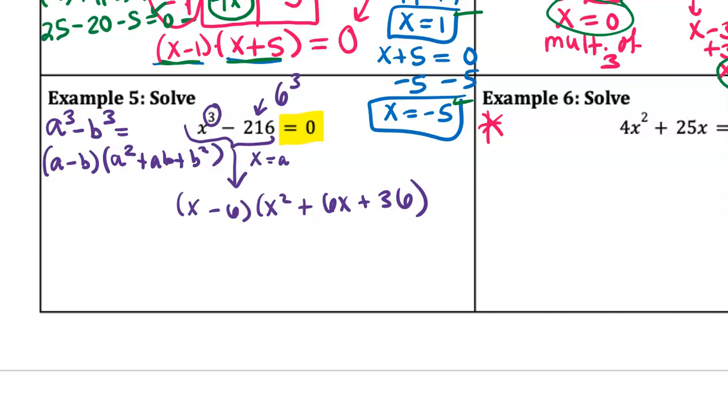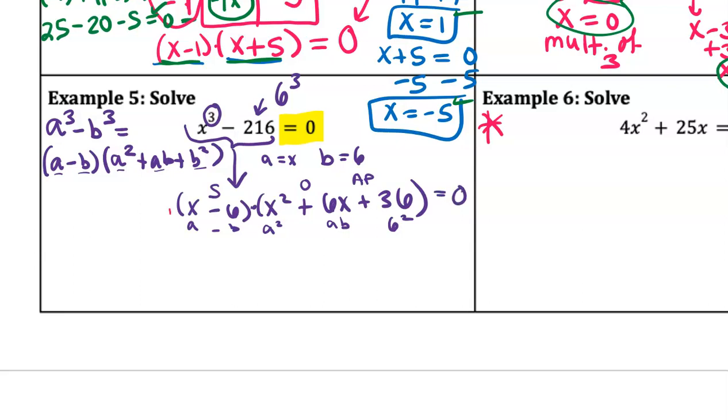And if 216 is 6 cubed, then b is 6. So this x minus 6, that was my a minus b. This x squared was my a squared. The 6x was my ab, and the 36 was my 6 squared from the formula. ab, a squared, ab, b squared. And I just used the SOAP. Same, opposite, always positive. Okay, but anyways, this is my product, and it's equaling 0.